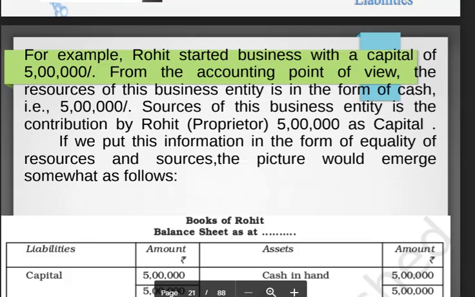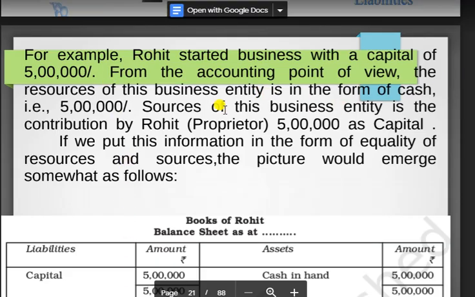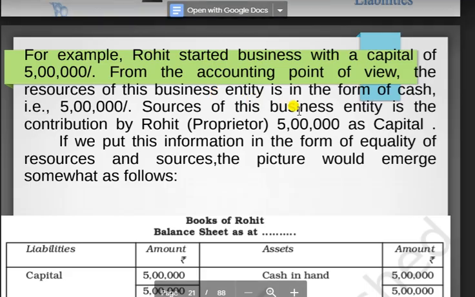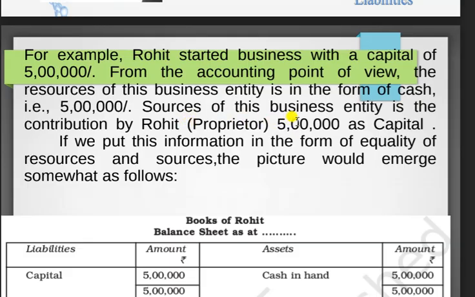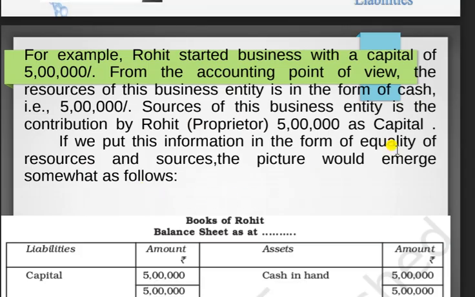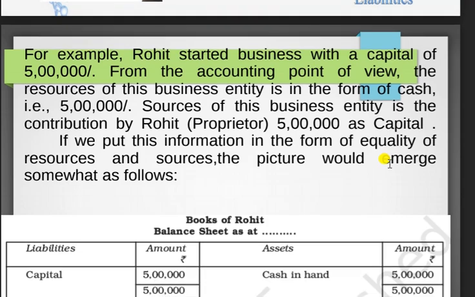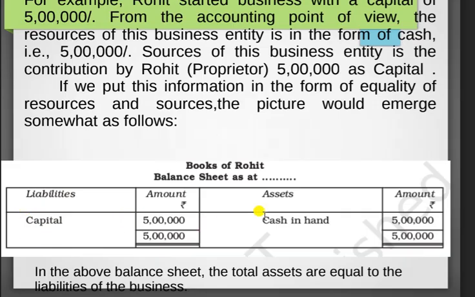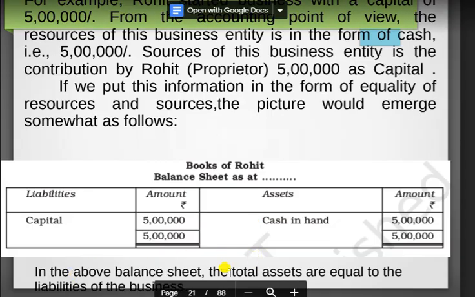For example, Rohit started a business with a capital of rupees 5 lakh. From the accounting point of view, the resources of this business entity are in the form of cash, that is 5 lakh. The source of this business entity is the contribution by Rohit, the proprietor or owner, rupees 5 lakh as capital. If we put this information in the form of equality of resources and sources, it would emerge as follows. Liabilities side: capital 5 lakhs, and assets side: cash in hand 5 lakhs. So in the above balance sheet, the total assets are equal to the liabilities of the business.